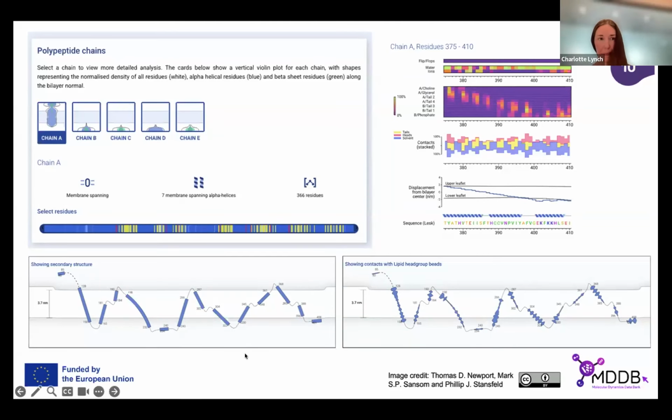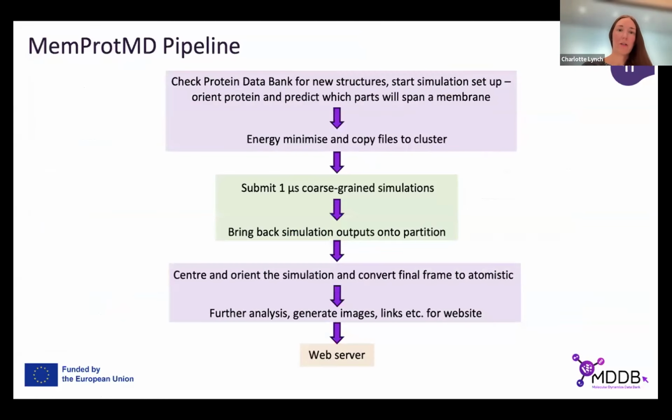And so just to explain a little bit more what's going on under the hood in terms of the pipeline. This is a fully automated pipeline. What the pipeline does is that it checks the Protein Data Bank for new structures. The simulation is set up. The protein is oriented and it's predicted which parts will span the membrane.